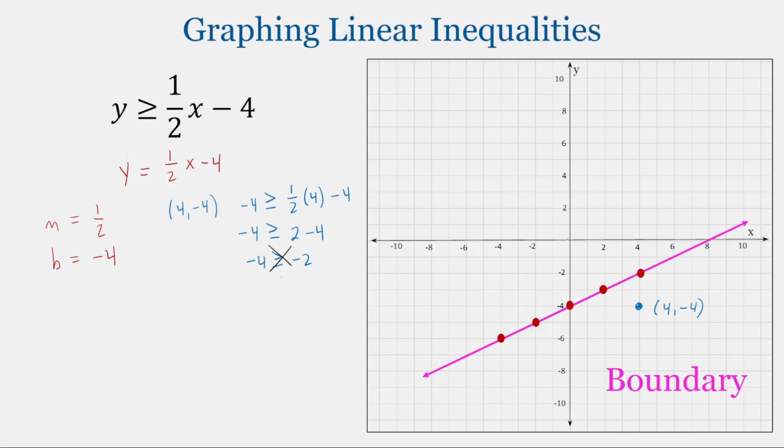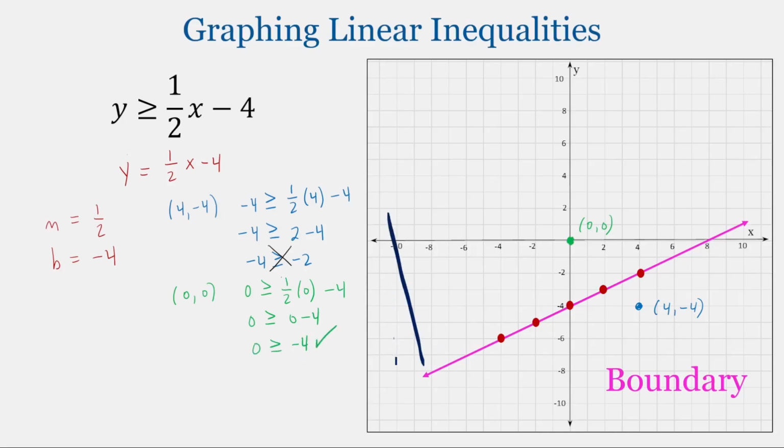Now let's pick a point on the other side of the line. I'll go ahead and pick the origin, 0, 0. So we have the point 0, 0, or y value is 0, greater than or equal to 1/2 times 0 minus 4. 0 greater than or equal to 0 minus 4. We get 0 greater than or equal to negative 4. And that's a true statement.